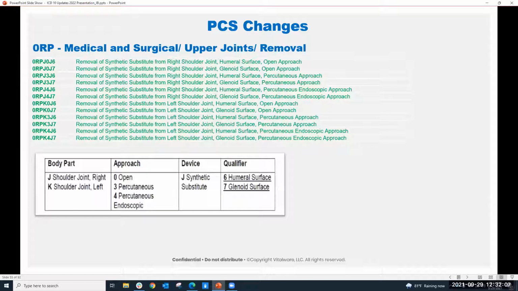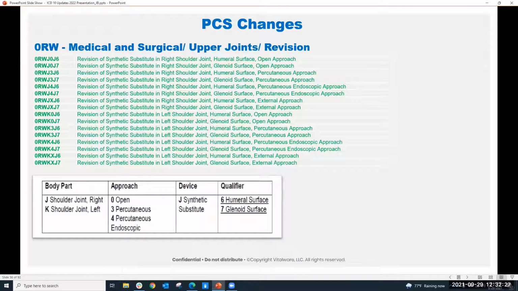And next table is ORP, removal of the upper joints. This slide and the next one, tables ORP and ORW, have 28 new procedure codes that identify the removal and revision of components of a partial shoulder arthroplasty. And here's the revision codes.